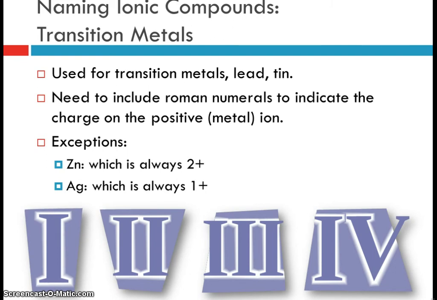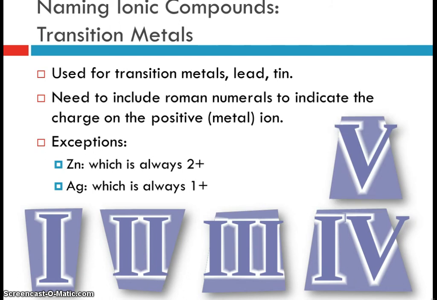Now, along the bottom are your different Roman numerals. We have 1, which is the I, 2 I's is 2, 3 I's is 3, and then the IV is 4. And the Roman numeral for 5 is just a V. So that'll be up here, right here.